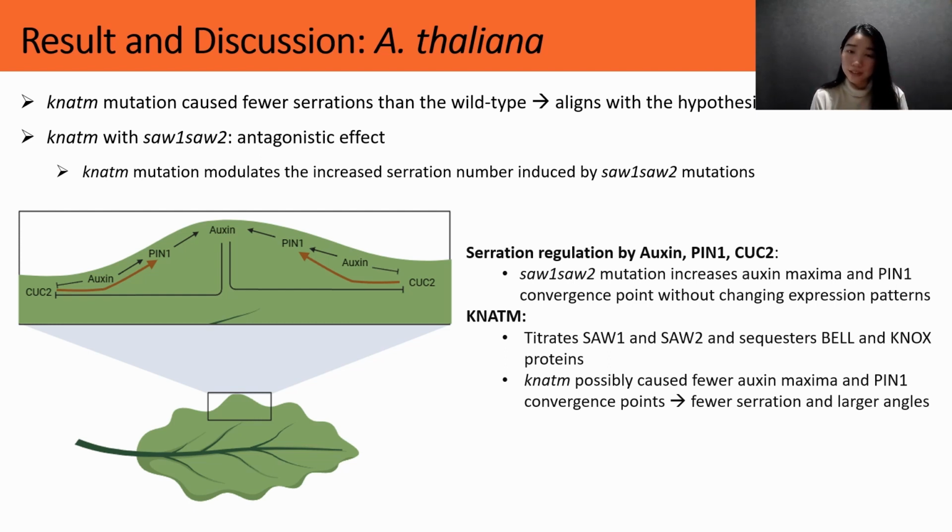Next, the leaf serration itself is regulated by auxin, PIN1, and CUC2. So CUC2 directs PIN1 convergence, which causes auxin maxima to be formed and also causes serration. And in previous research, it was found that so-and-so-2 mutation, although it did not change any expression patterns, increased the auxin maxima and PIN1 convergence point, which caused increased leaf serration. And NATM is known to titrate so-and-so-2 and sequester BAL and NOX protein. So the NATM mutation can possibly lead to fewer auxin maxima and PIN1 convergence points, which can explain the fewer serrations and larger angles.